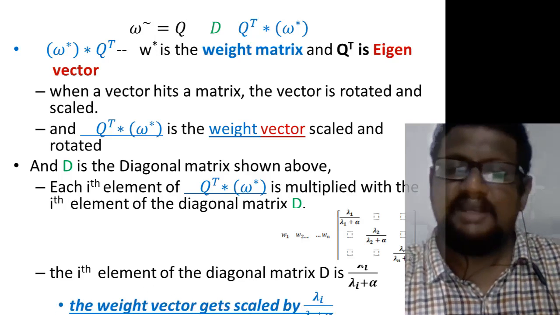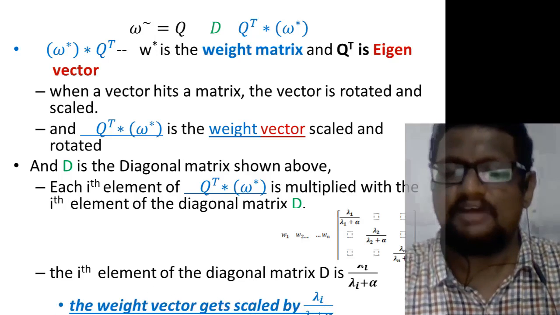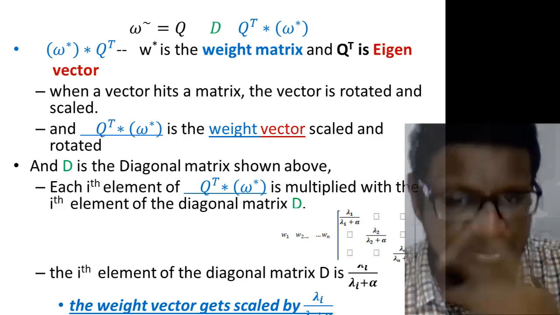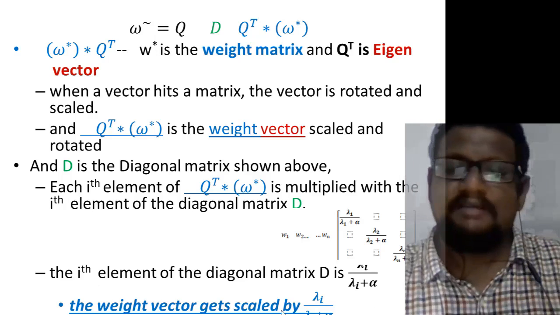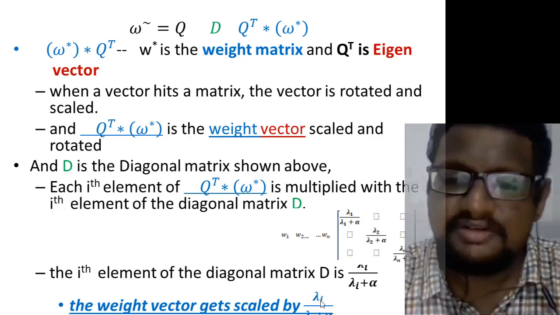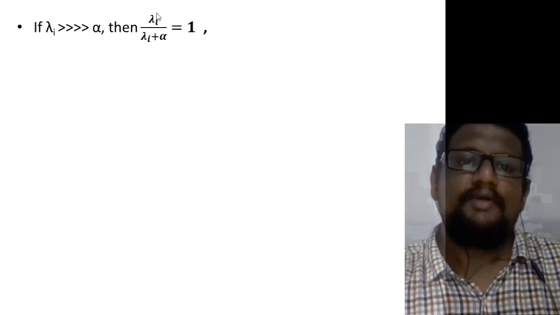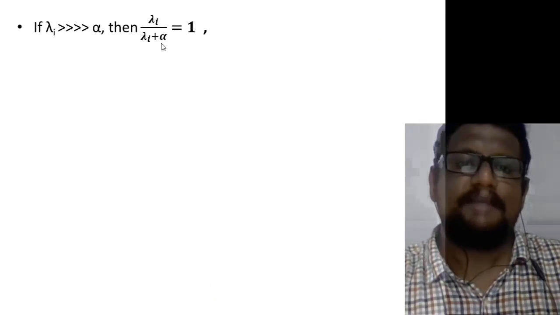So each element of the weight vector gets scaled by lambda I divided by lambda I plus alpha. So this is a very concluding statement which has to be remembered. Each element of the weight vector is multiplied, in that particular dimension, by lambda I divided by lambda I plus alpha. So we have to analyze this lambda I divided by lambda I plus alpha.